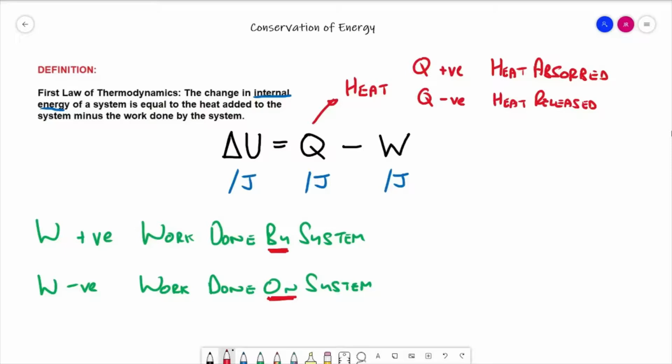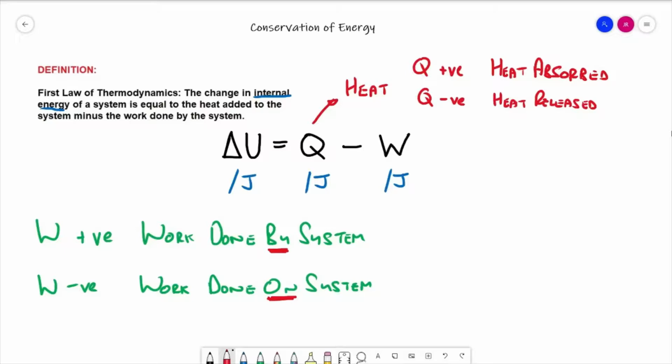Now, work being done by or on the system can come in loads of different ways, shapes and forms. If there are forces acting on the system, then work can be done on the system. If we're changing the shape or size of the system, then work is either being done by or on the system, depending on whether we're increasing or decreasing that volume and the pressures and all that kind of stuff.